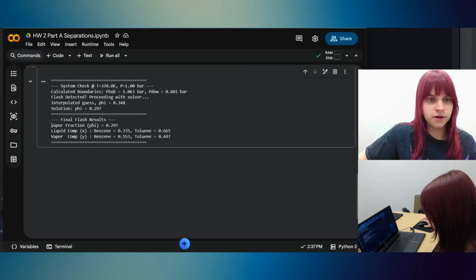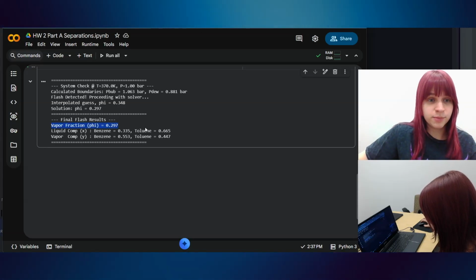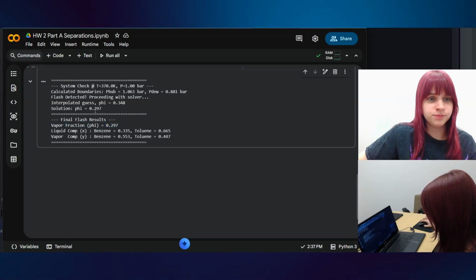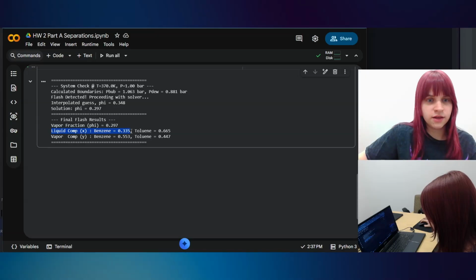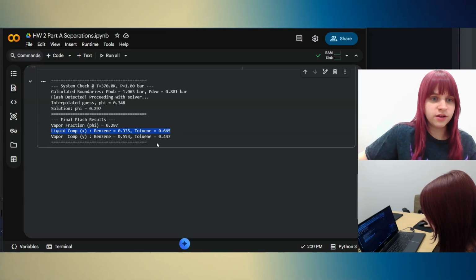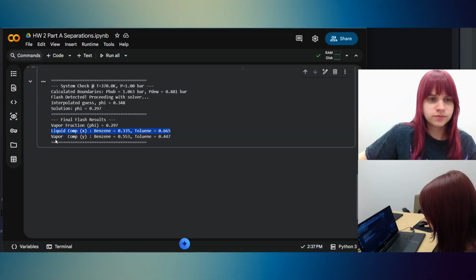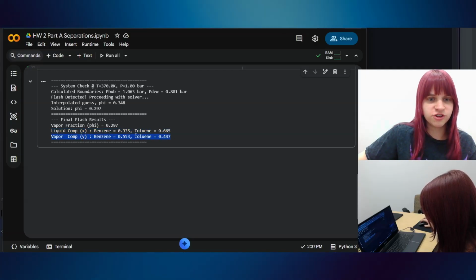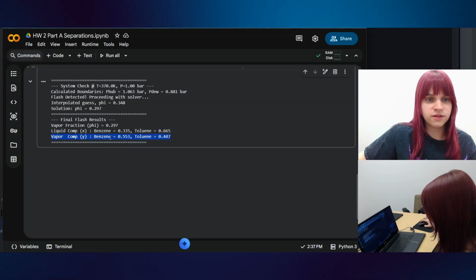And our vapor fraction phi is up here as well, but 0.297. The liquid composition of benzene and toluene is seen here, which is actually pretty close to the feed composition. And then the vapor composition is right here. As you can see, benzene is a bit higher than toluene. That's because it's more volatile.